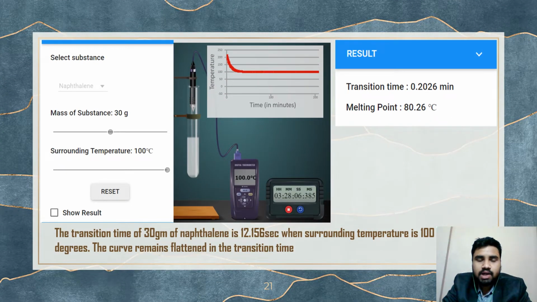This is another peculiar observation, where the surrounding temperature is 100 degrees centigrade, which is higher than the melting point of naphthalene. The transition time of 30 grams of naphthalene is 12.156 seconds when the surrounding temperature is 100 degrees. The curve remains flattened in the transition time. The curve remains flattened for 12.156 seconds at a temperature of 101.6 degrees centigrade. It is called the equilibrium temperature.